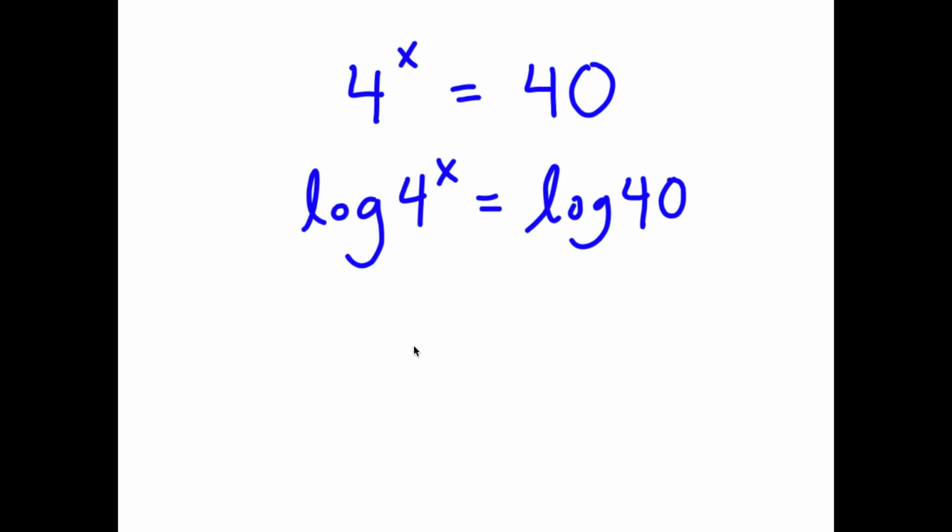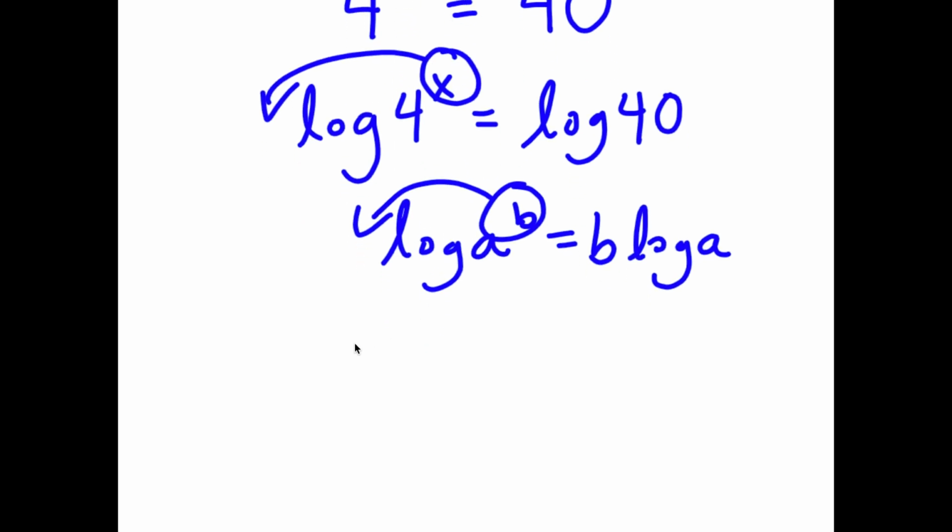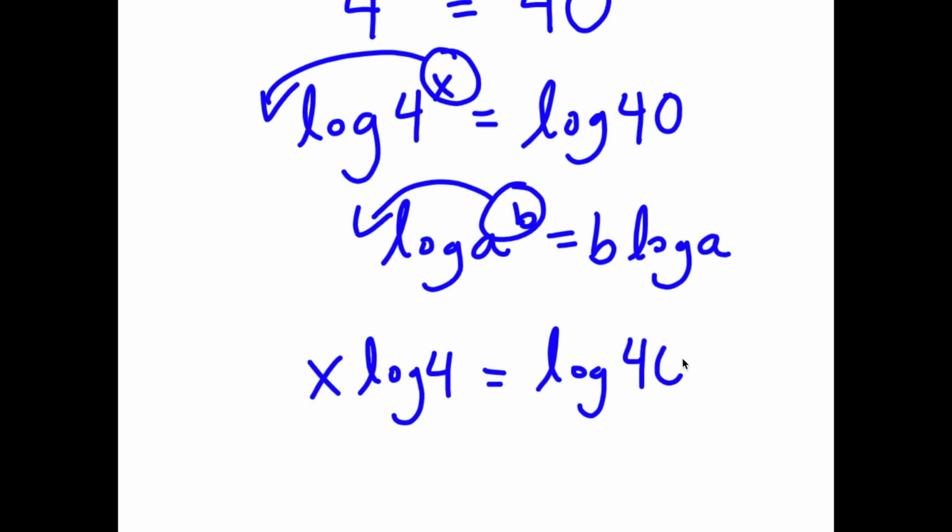Now, if I have something in the form log of a to the power of b, I can move this exponent of b to the front. So this is going to equal b times log a. So in this case, I have log 4 to the power of x, and I can move x to the front. So now I'm going to have x times log 4 is equal to log 40.